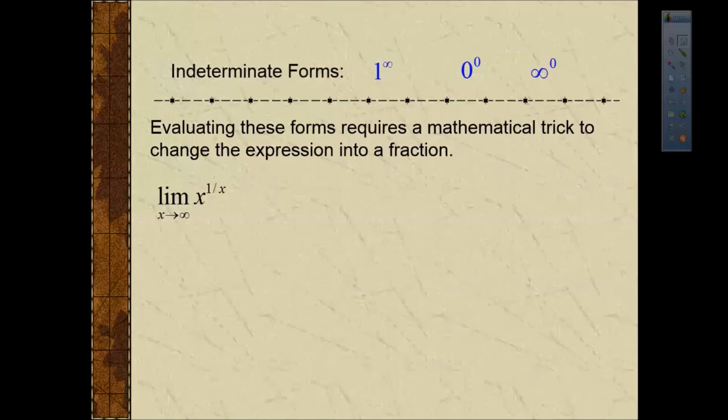So here's an example. Limit as x approaches infinity of x to the 1 over x. Well, as x approaches infinity, this base function is going toward infinity. The power function, or the exponent function, 1 over x, is going towards 0. This is this last indeterminate form, infinity to the 0 power.